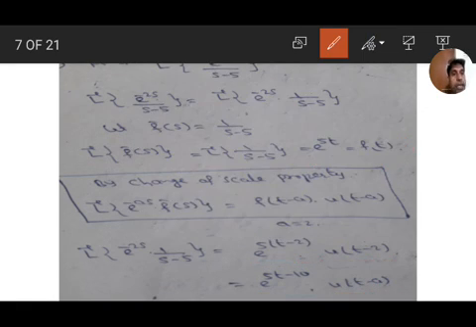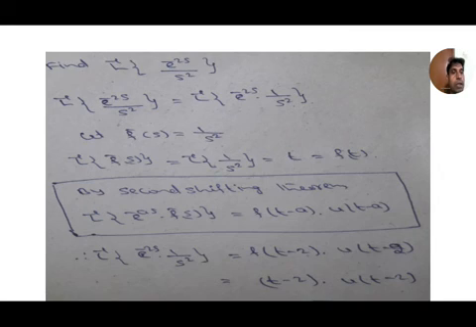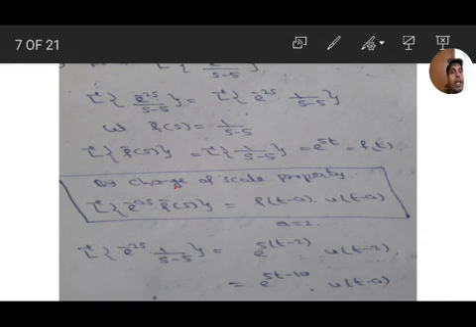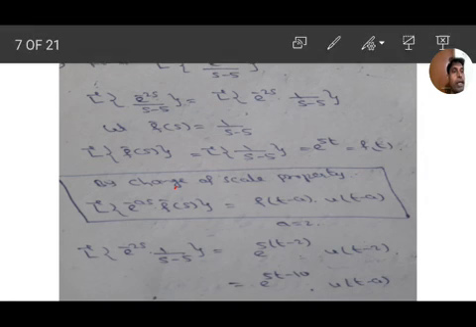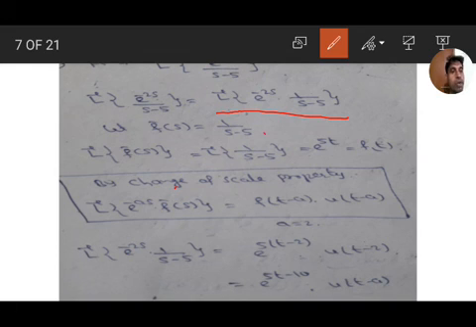I will repeat. L inverse of e to the power of minus 2s by s minus 5, that is L inverse of e to the power of minus 2s into 1 by s minus 5. Let f bar s equal to 1 by s minus 5. Its inverse Laplace transform, L inverse of f bar s equal to L inverse of 1 by s minus 5, that is e to the power of 5t, by formula L inverse of 1 by s minus a equal to e to the power of at, that is f of t.